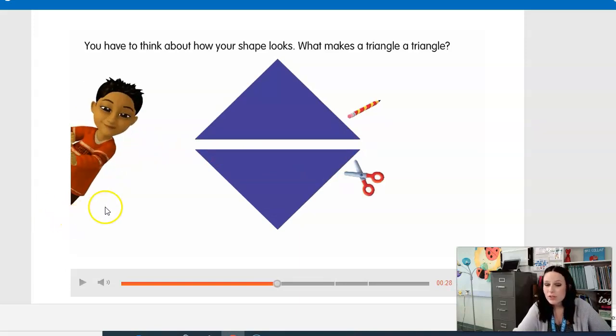So we're just going to watch them make a triangle. We aren't going to make one. But it did ask us a question. So what makes a triangle a triangle? Do you know?